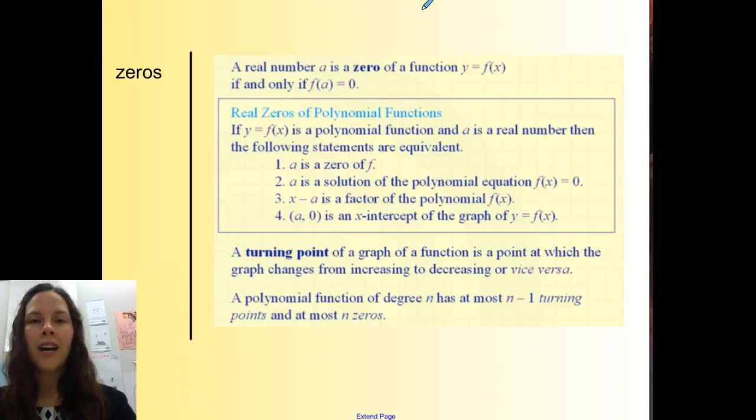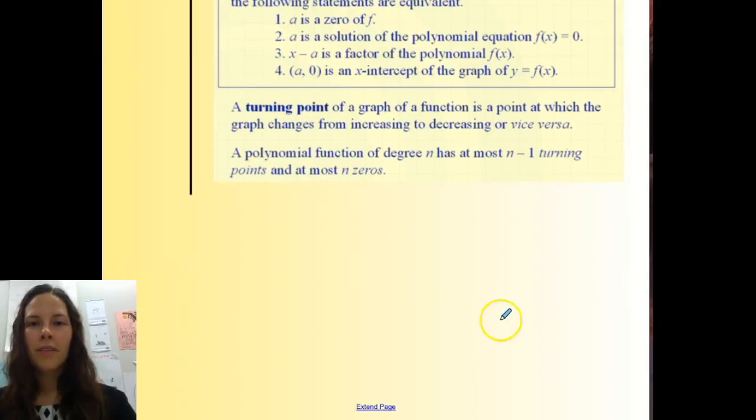are another word for x-intercepts. So this is where the graph crosses the x-axis, or where the y value, or the output of the function, is 0. We also have some information about turning points. As we saw on some of our graphs, we had bumps or waves or turning points in the middle of the graph. The number of turning points a graph can have depends on what the highest power is.